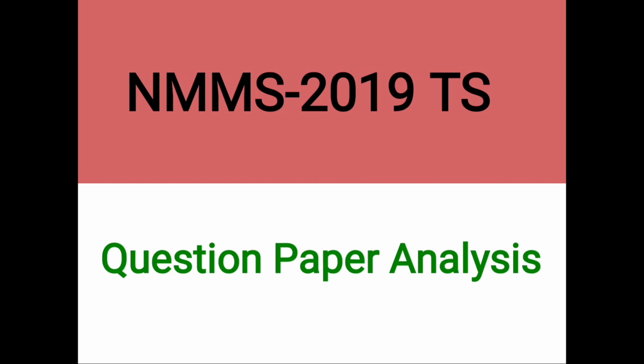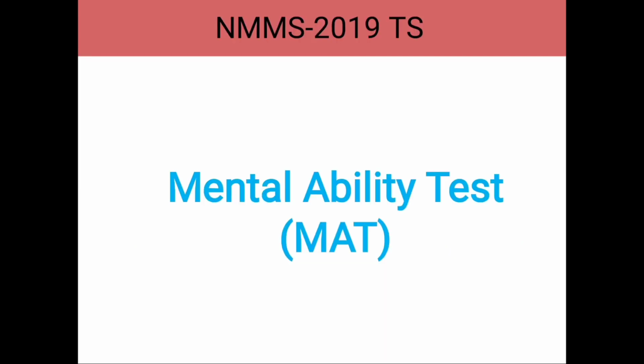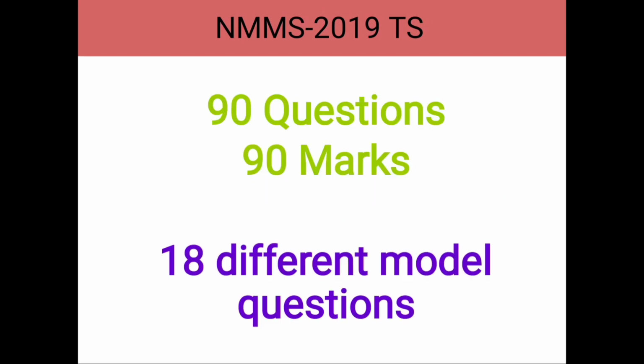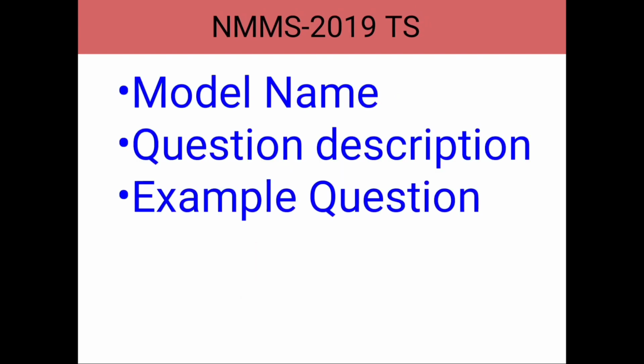Today I am with you with NMMS 2019 TS question paper analysis. In this analysis, we mainly focus on mental ability test, that is MAT. The MAT section of NMMS question paper carries 90 questions with 90 marks. In this section, 18 different model questions are given. We will see all the 18 models like model name, model question description, example question.